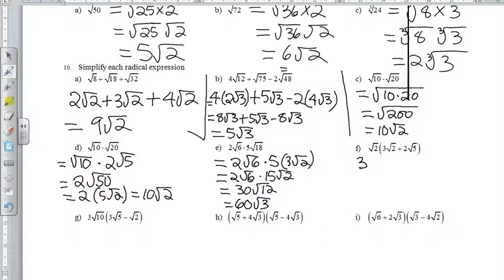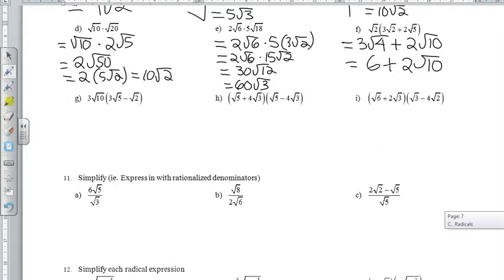Now some people might want to think 3 root 4. So you know what, I'm going to write that out for you. 3 root 4 plus 2 root 10. Okay, so that's just a straight multiply, we're foiling it. Root 4 is 2, times 3 is 6, and then plus 2 root 10. Nothing you can do with root 10. It doesn't simplify, there's no perfect squares that go into 10.